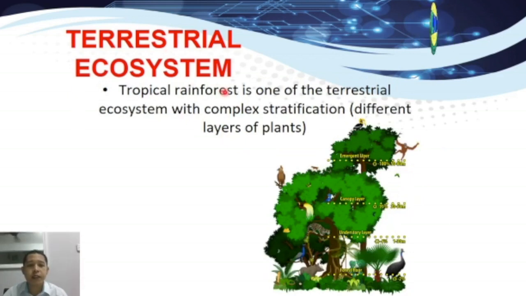Terrestrial ecosystem, for example, tropical rainforest, is one of the terrestrial ecosystems with complex stratification that shows different layers of plant, for example, the lowest layer is forest floor and the highest layer is emergent layer. Different types of organisms also can be found at different layers.